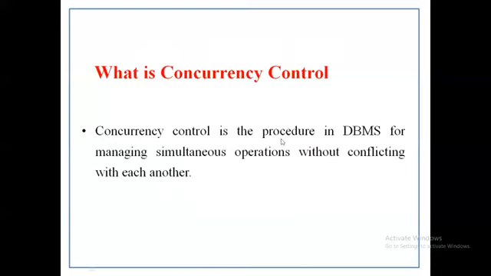Concurrency control is the procedure in DBMS for managing simultaneous operations without conflicting with one another. Let's consider an example: account A and account B. Suppose you want to transfer $50 from account A to account B. There are different types of operations, that is read A and write B. In that case, concurrency control manages simultaneous operations without conflicts. So when there is more than one operation, we can manage them by using concurrency control.